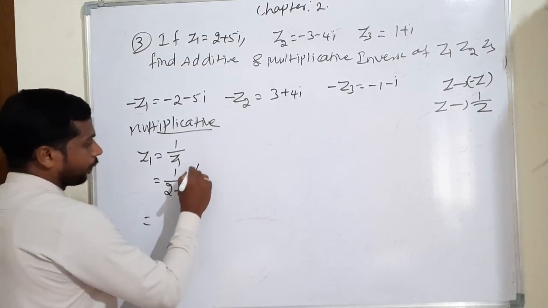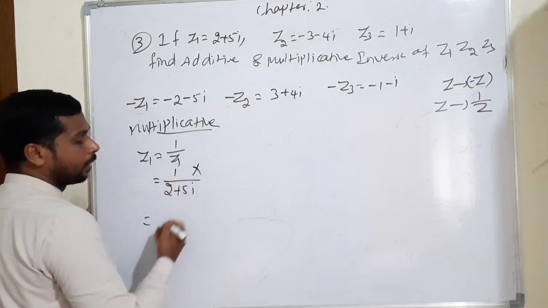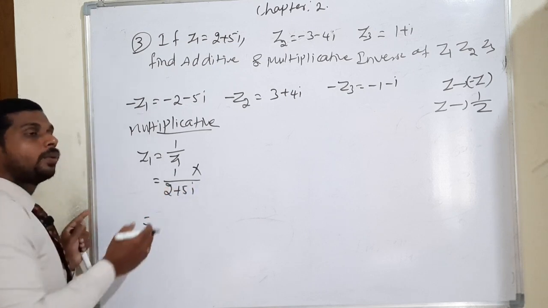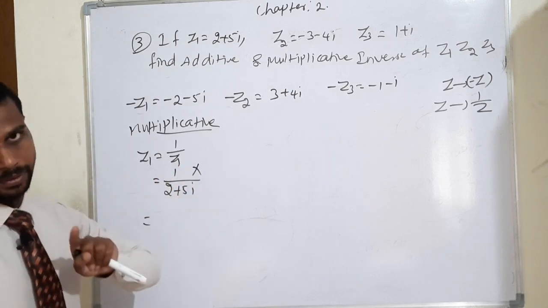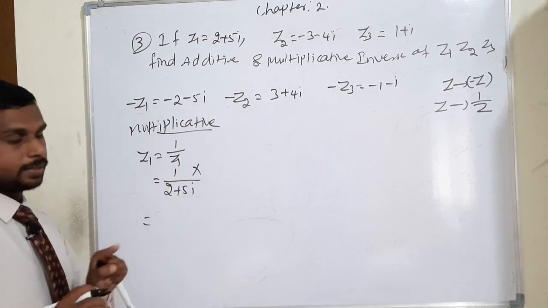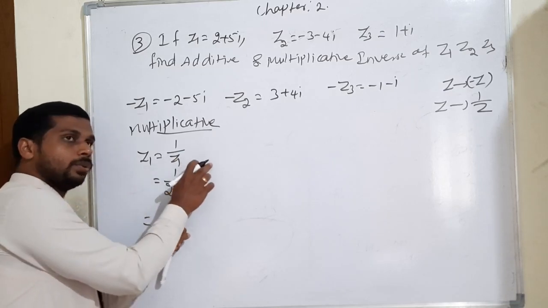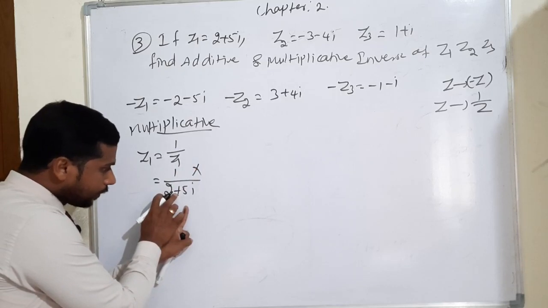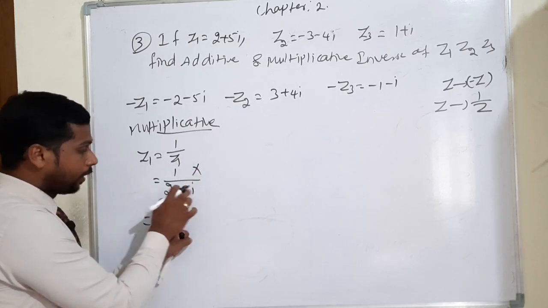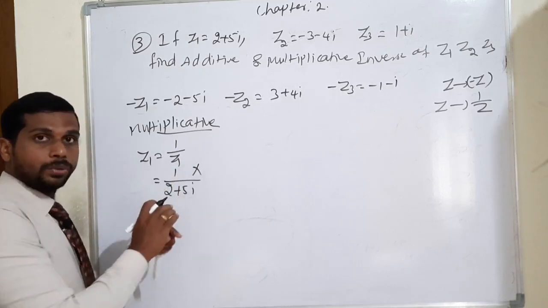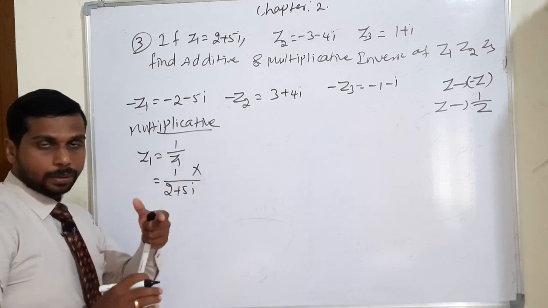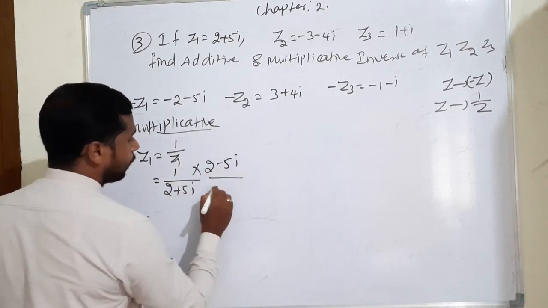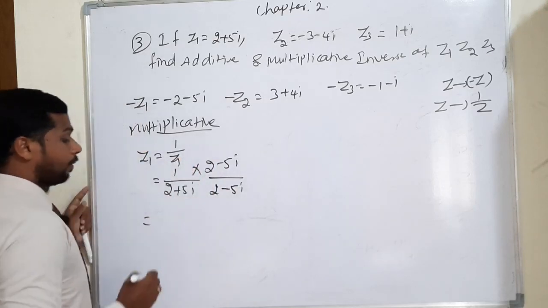So what we have to do, each and every time, is multiply the numerator and denominator by the conjugate. Conjugate means, in the denominator, we just change the sign of the imaginary term. If the imaginary sign is plus, you make it negative in numerator and denominator. Here a positive sign is there, that's why I am considering negative. If the negative sign is there, then multiply numerator and denominator by positive. So 2 minus 5i divided by 2 minus 5i.